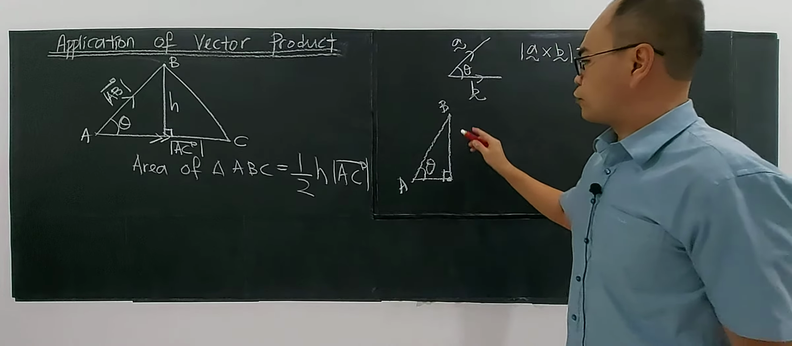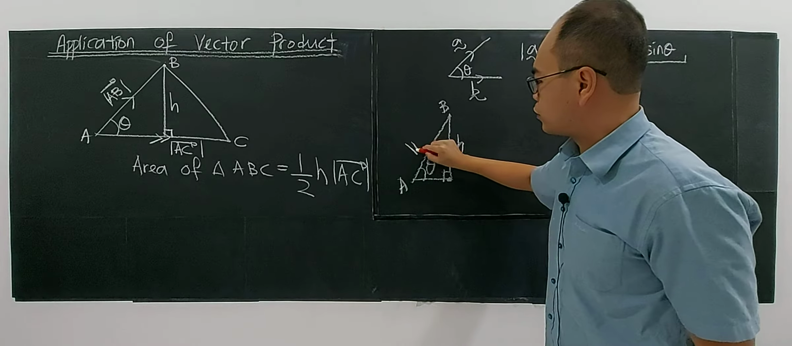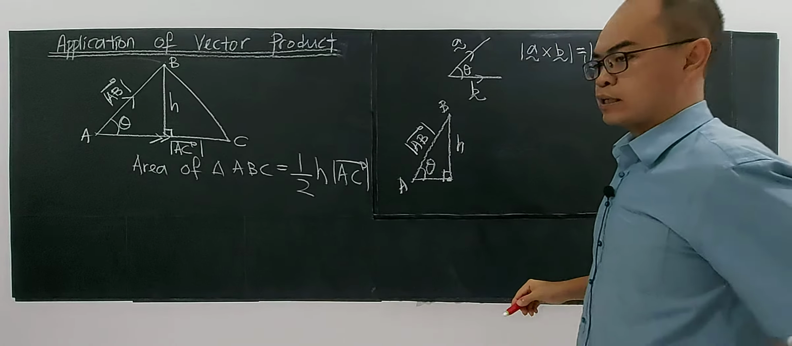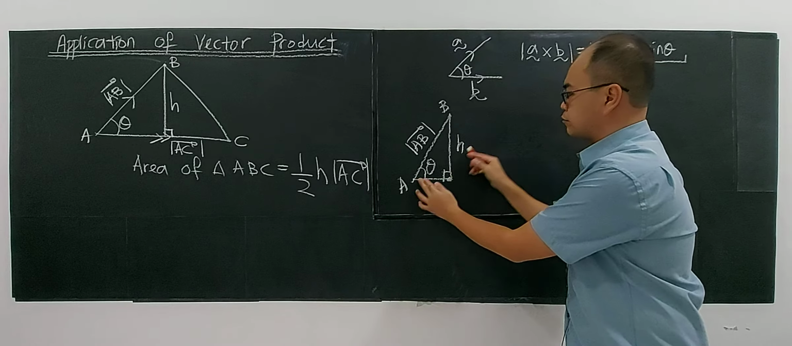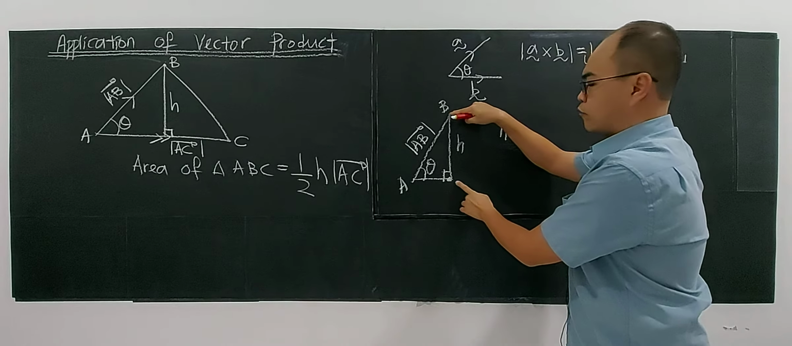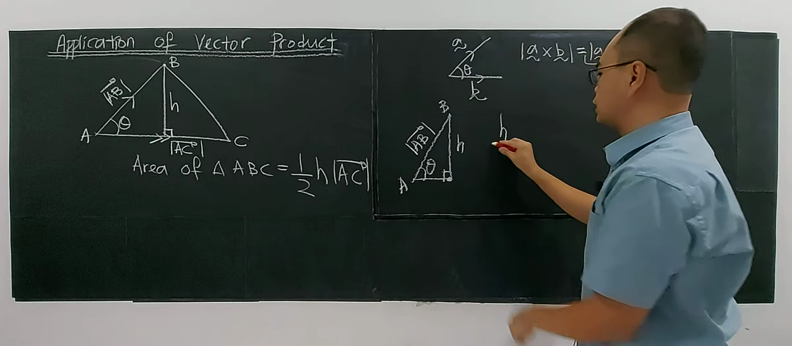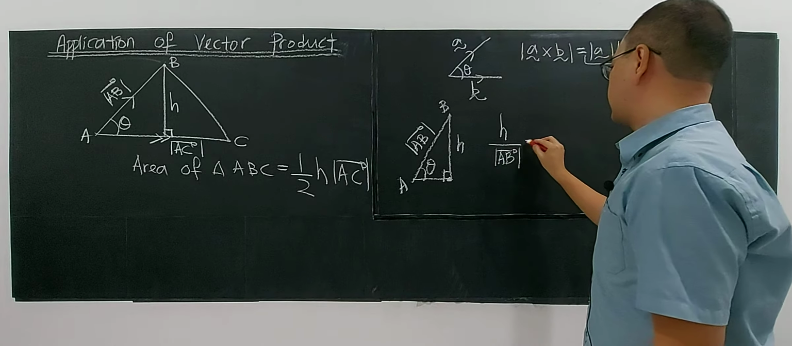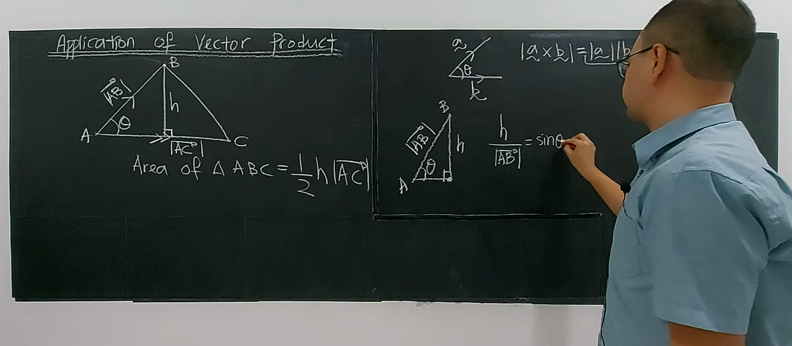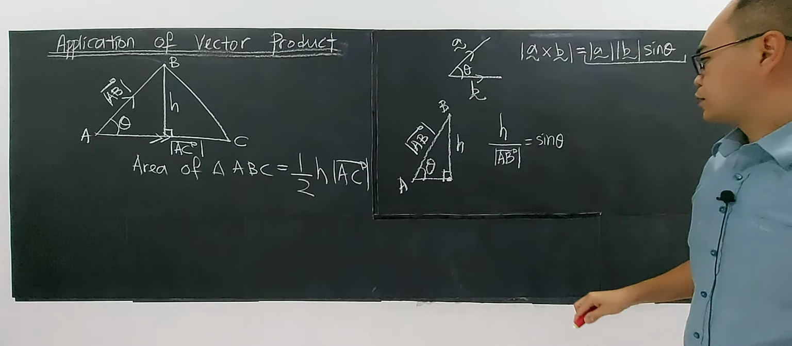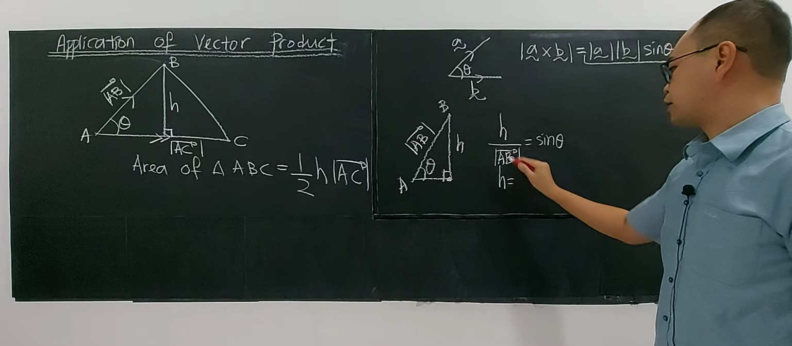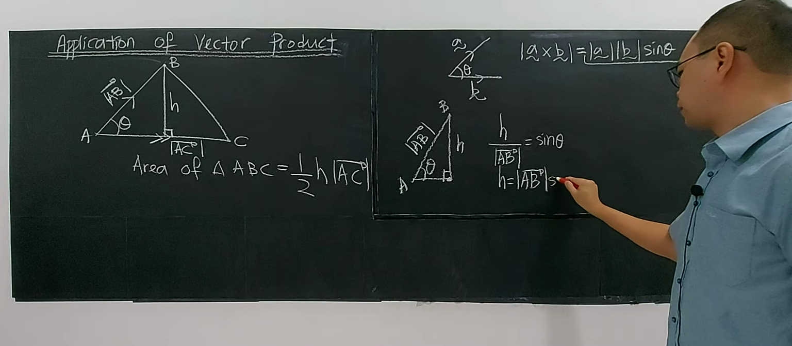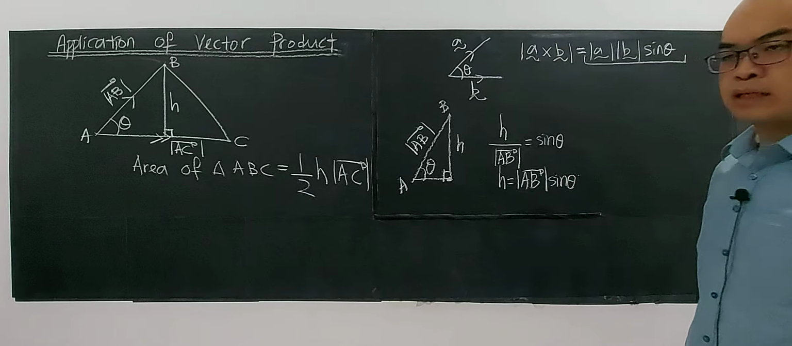Alright, so how to find the H in terms of the magnitude of AB? As I know, the length of the opposite divided by the length of the hypotenuse is defined to be sine theta, the sine of this theta. So H can be rewritten as the magnitude of AB multiplied by sine theta, right?